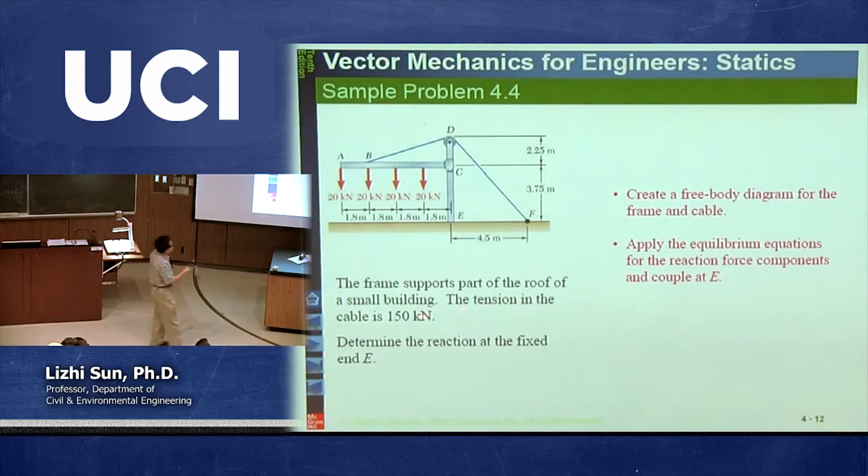The cable force is 150 kilonewton. The tension in the cable is 150 kilonewton. In other words, this is the cable. This, in fact, is a pulley, so that this and this are having the same magnitude, but different directions. Okay? And we know the tension or the magnitude of the cable is 150 kilonewton.